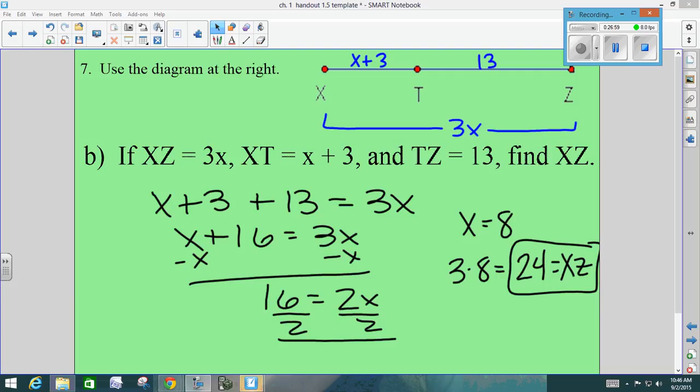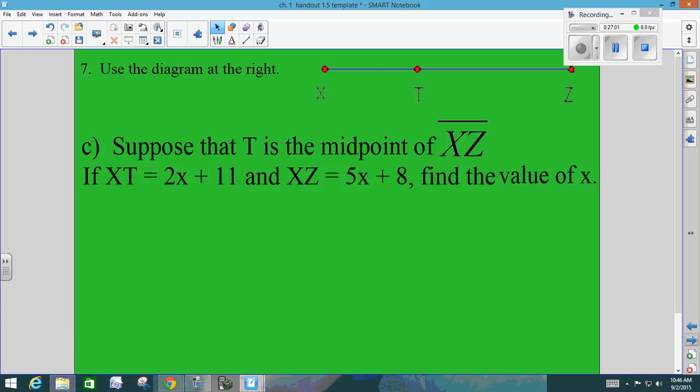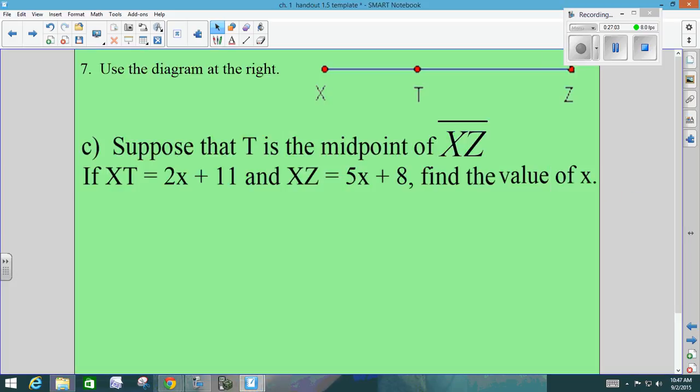All right, last one. Using the same diagram, we have new information. Suppose that T is the midpoint of XZ. If it's the midpoint, then wouldn't the left side be equal to the right side? So I'm going to mark them congruent. You can use 1 tick mark in both. You could use 2 tick marks in both. You could use 3 if you wanted to, as long as they're the same.